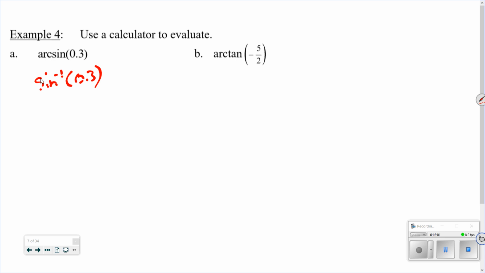You can pause this and do it. This one would be, again, right above tangent, there's an inverse tangent button. That's the same as the arc tangent, same thing. So grab a calculator, you can pause this and plug that in there. Make sure you got the answers. They come out to be, the first one is like 0.304, the second one is like negative 1.190, is what you should end up with right there.